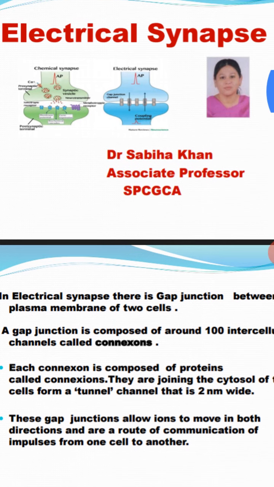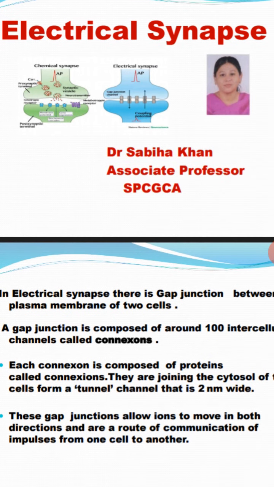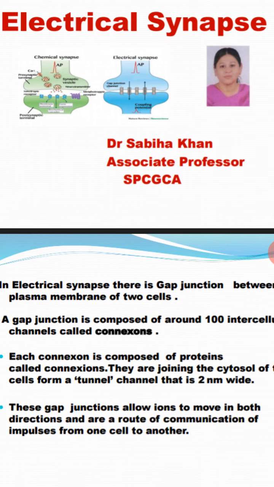Now this gap junction is made up of connexons. What are connexons? Connexons are made up of proteins called connexins. So the question is asked, what are connexons? They are joining the cytosols of the two cells. Means the fluid which is present inside the two cells is joined by this protein channel, and they are forming a tunnel. And what is the width? That is 2 nm. So in an electrical synapse, you can see there is a gap junction between two cells, meaning they are in direct contact.